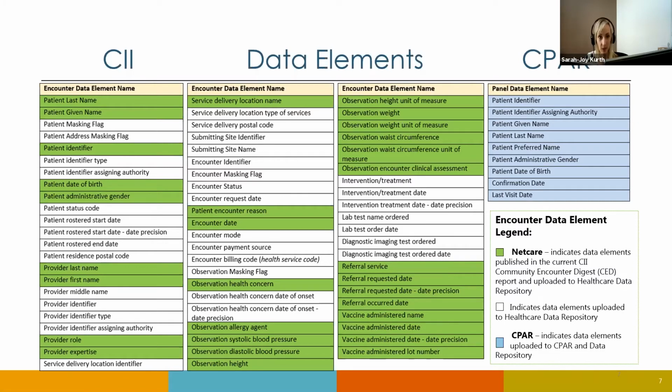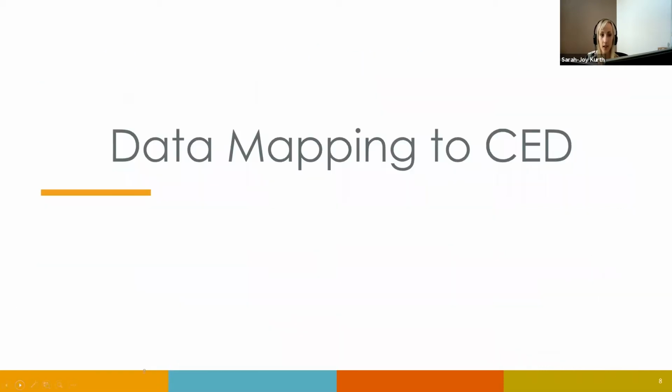And it should be noted that the elements here were recommended by CII. Now, CII stands for the Canadian Institute of Health Information, and they recommended these as the standard data that should be a part of any patient's shared health record. So now let's look at the individual data fields that map to the Community Encounter Digest and to the Healthcare Data Repository.